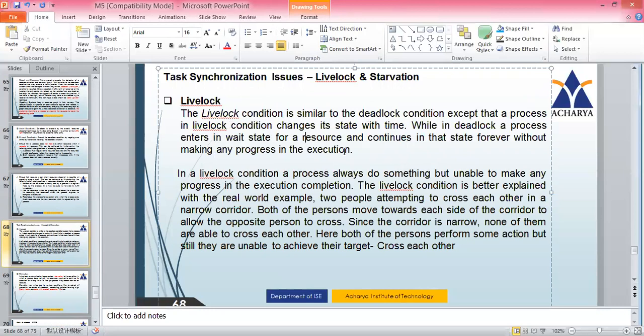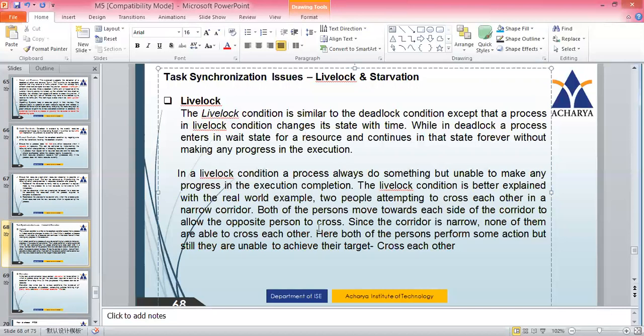So once a process enters a wait state for any resource, it will be in that state only, without making any progress in the execution. In a livelock condition, a process always does something but is unable to make any progress in the execution. In case of livelock, the process will change its state, but still it cannot complete its execution. So let's take a better real world example.